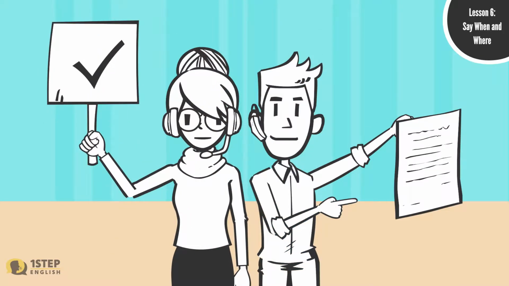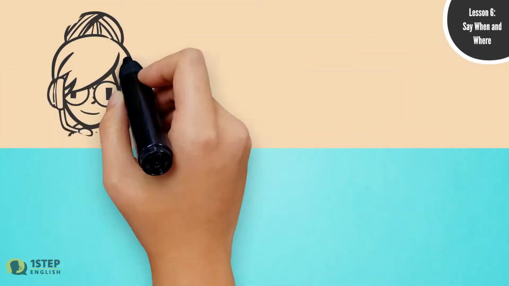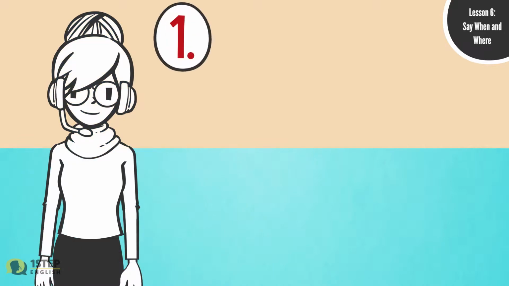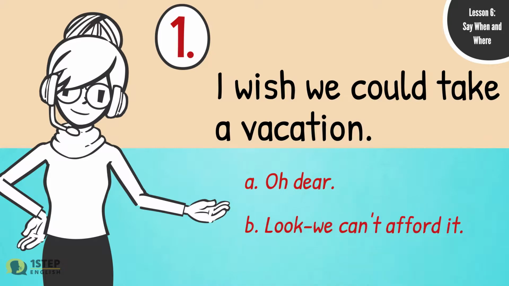Let's test your knowledge. Choose the letter of the most appropriate response to each question or remark. Quiz number 1. One. I wish we could take a vacation. A. Oh dear. B. Look, we can't afford it. The correct answer is letter B. I wish we could take a vacation. Look, we can't afford it.